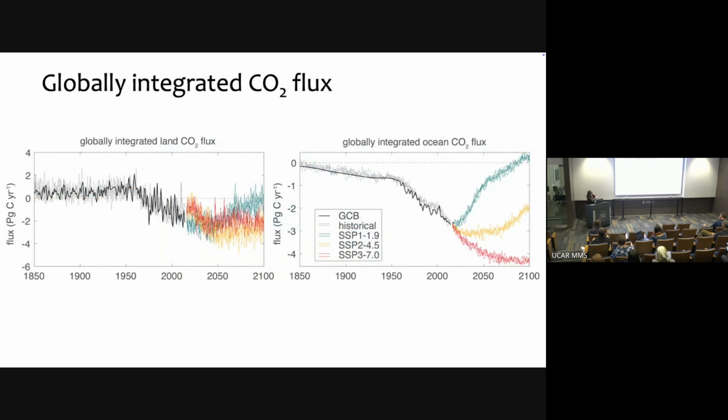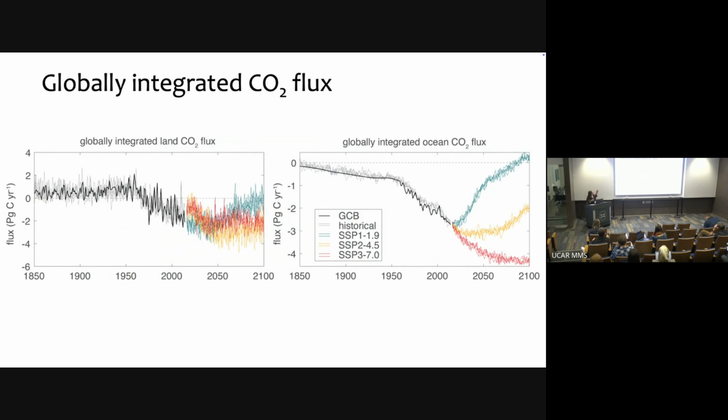Peter's also demonstrated that the CO2 fluxes from the CESM HOPE historical simulation match those from the global carbon budget, but here's another illustration of that. On the left, I'm showing the globally integrated flux of CO2 between the terrestrial biosphere and the atmosphere from 1850 projected out to 2100, and on the right from the ocean to the atmosphere. The gray lines in both of these are the 5 historical ensemble members of CESM HOPE, and the black lines are the global carbon budget estimates of the globally integrated flux.